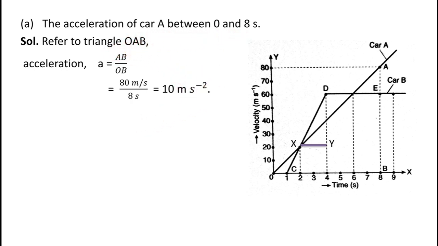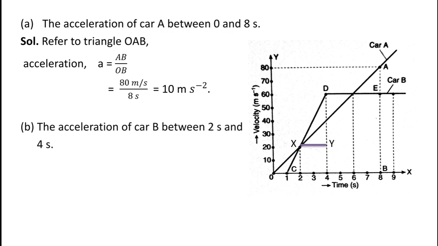Now in the next part we have to calculate the acceleration of car B between 2 second and 4 second. Similarly, we have to find a triangle which has a base from 2 second to 4 second. That's why we construct a line XY which is parallel to the time axis. So from this triangle XYD, it is clear that this is a triangle having base from 2 second to 4 second. So taking the help of this triangle XYD, we can write acceleration is equal to DY upon XY.